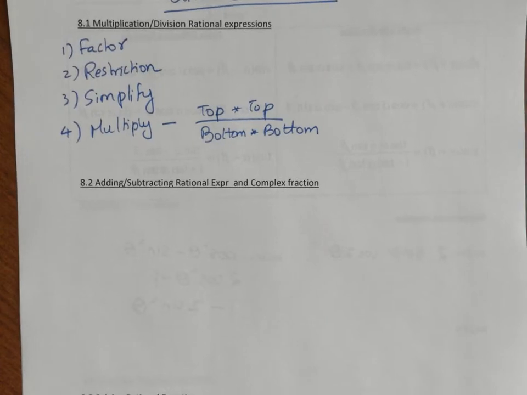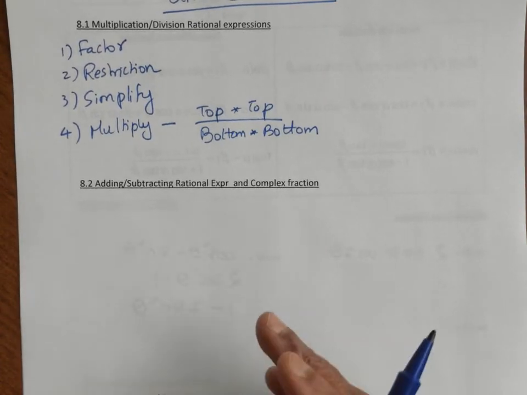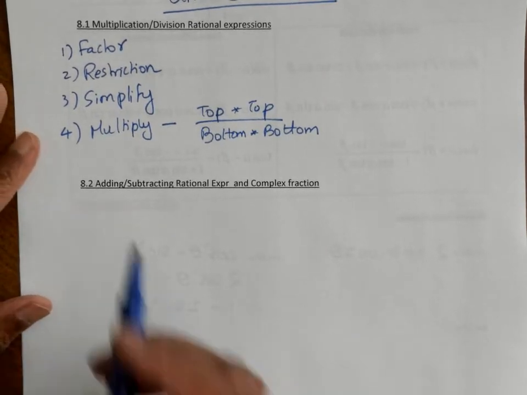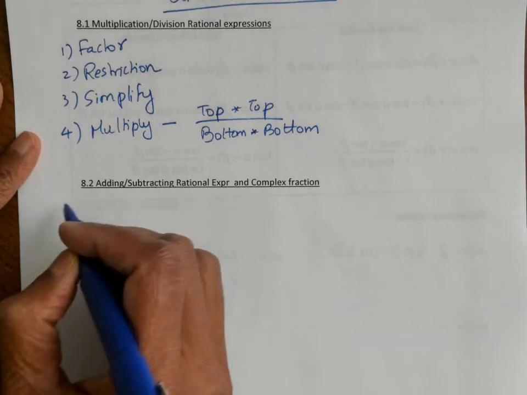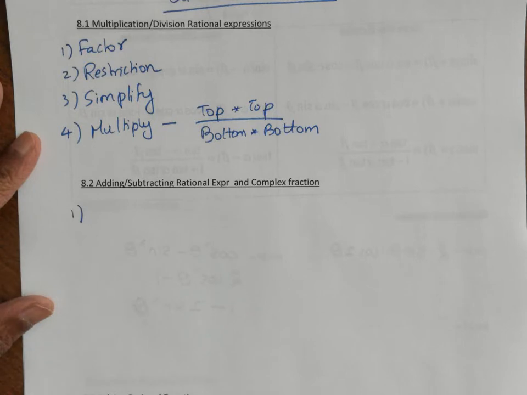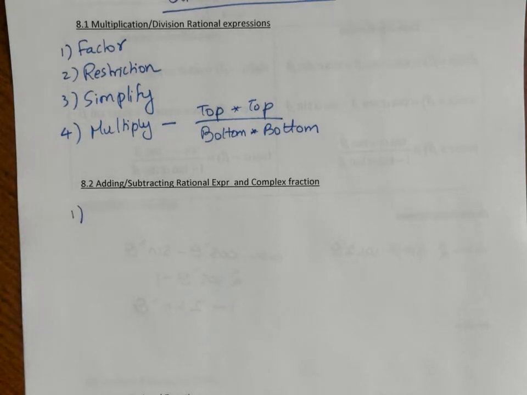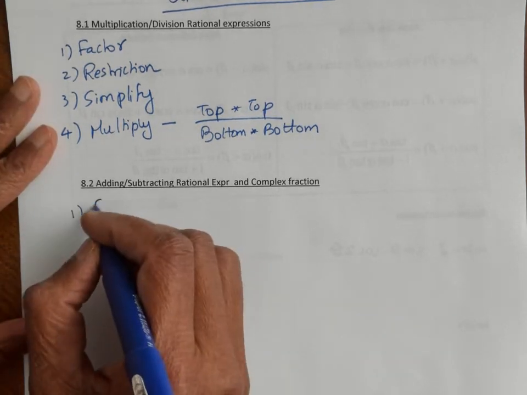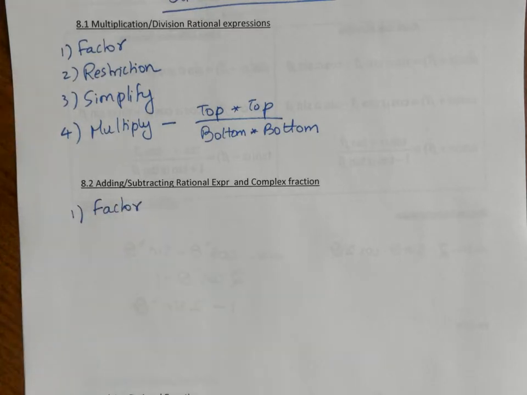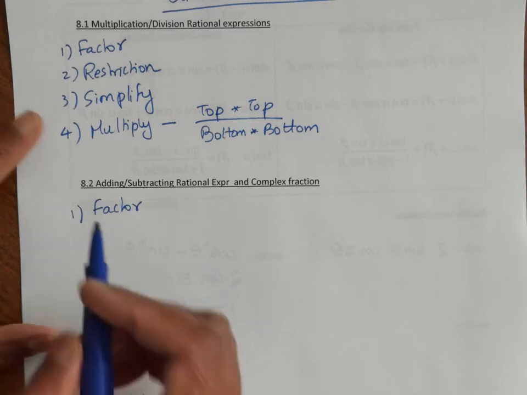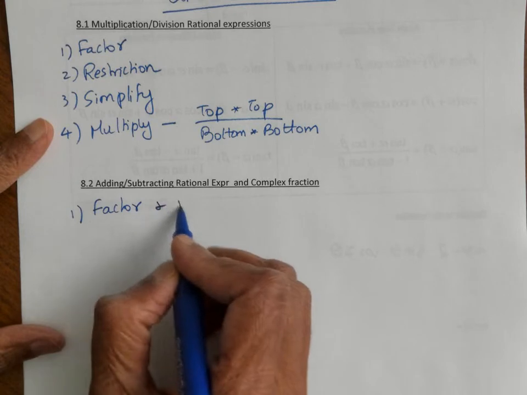8.2 we moved on to adding and subtracting. Adding and subtracting, again, the first step should always be factoring, and then it also had complex fractions. We'll get to the complex fraction part in a minute. Adding and subtracting, again, if anything can be factored in the numerator and the denominator, please factor it. Everybody good? Once you factor it, you write your restriction, factor and write the restriction.